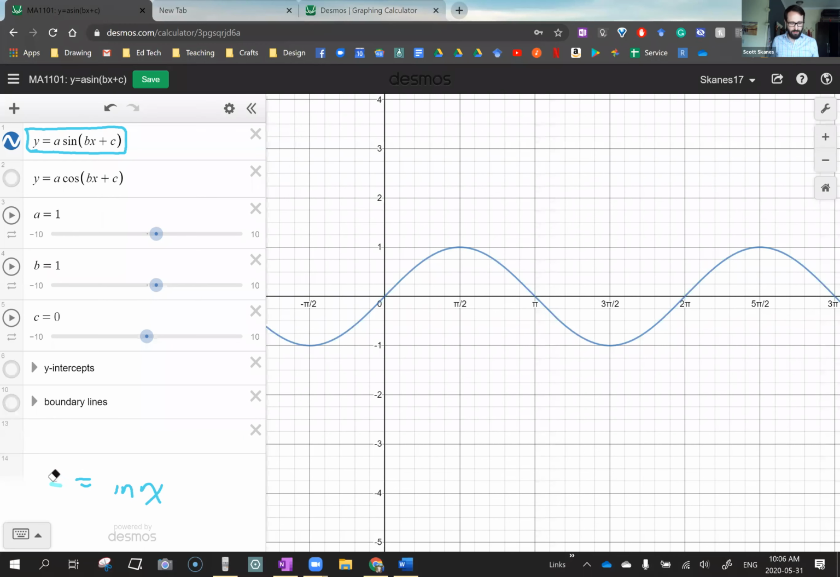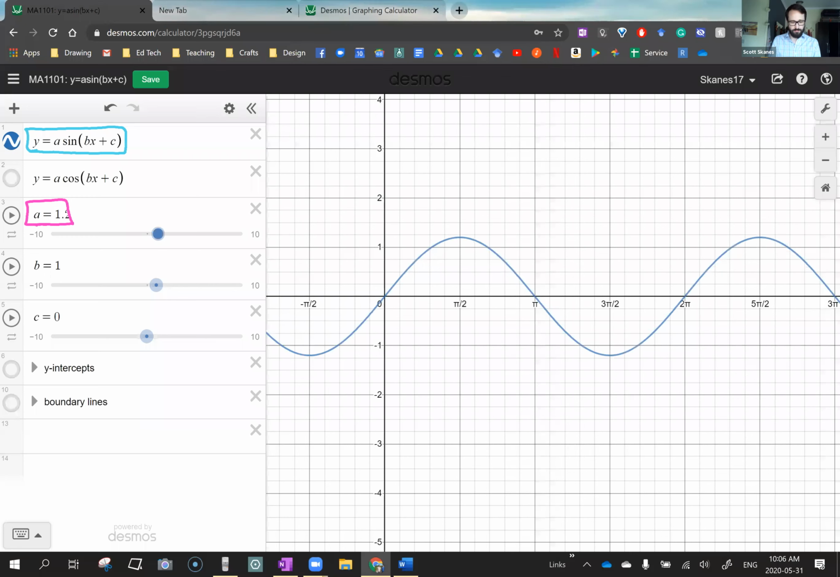Now, if I start fooling around with the values, things will change. So A, what does A do? Well, if I change A, let me make A bigger and see what happens. So by A, I'm talking about this A. What if I make it bigger? What if I made it 2? Well, what would happen?